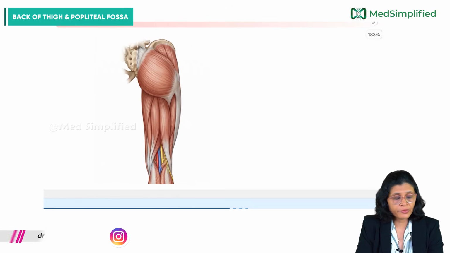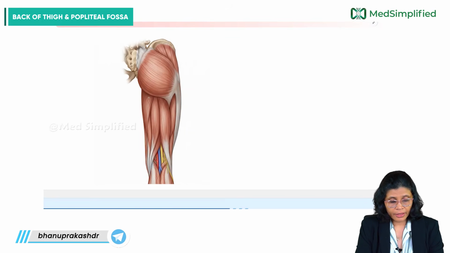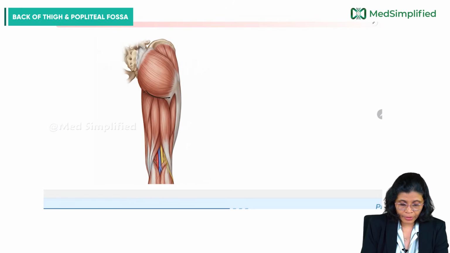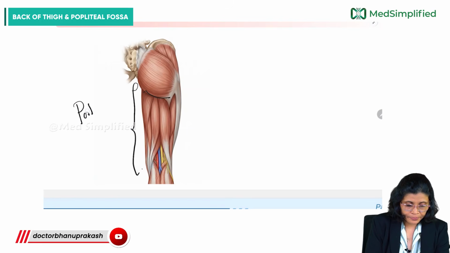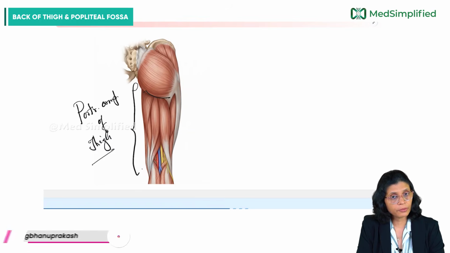So when we say the back of the thigh, or the posterior compartment of the thigh, or otherwise called the flexor compartment. It extends from the inferior gluteal fold up to the back of the knee joint. So from here to here is our posterior compartment of the thigh. This posterior compartment of the thigh mainly consists of the hamstring muscles.